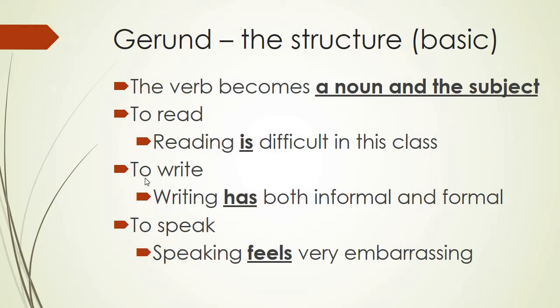Okay, we have the verb to write. We make it ing, writing. Has both informal and formal. So again, we use the third person singular. And to speak, speaking feels very embarrassing. So because we use the third person singular, we have to put s on the verb.